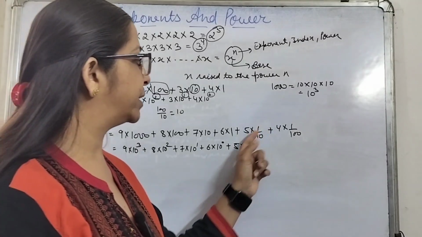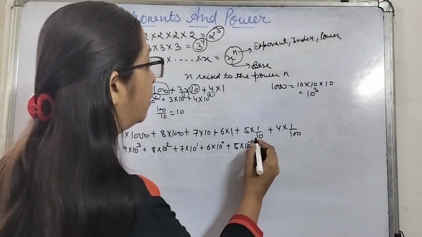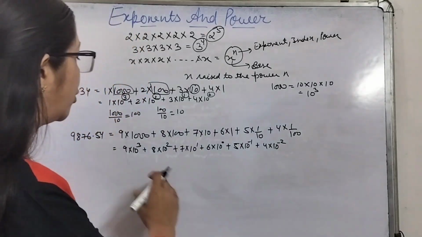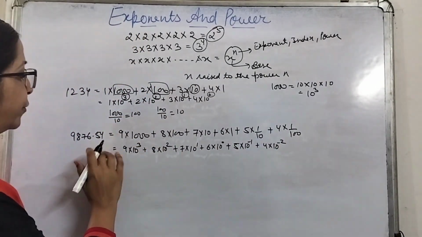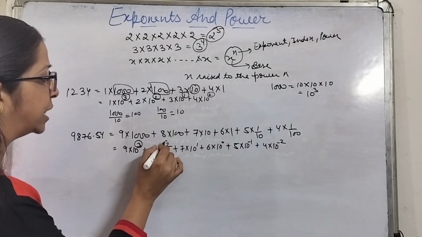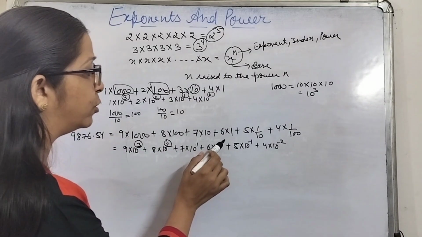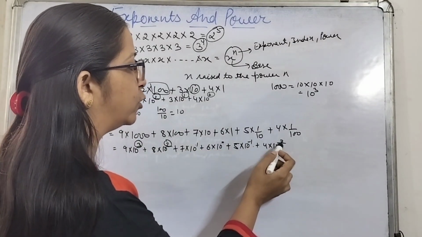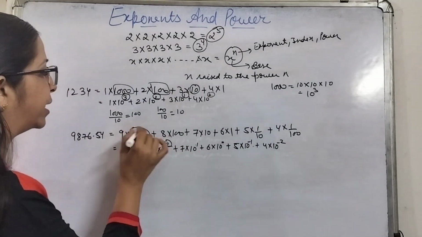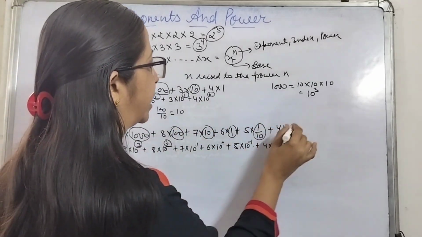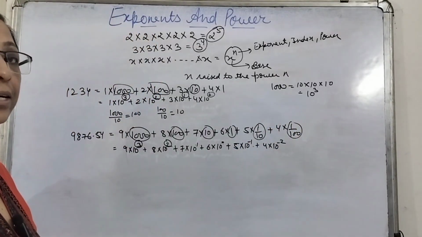1 upon 10 could be written as 10 raised to the power minus 1, plus 4 multiplied by 10 raised to the power minus 2. So what we can see over here, if the exponent is decreasing by 1, from 3 to 2, 2 to 1, 1 to 0, 0 to minus 1 and minus 1 to minus 2, in every case your value is decreasing by 1 upon 10.